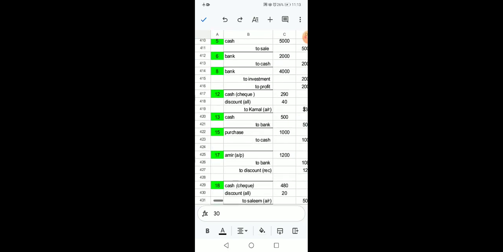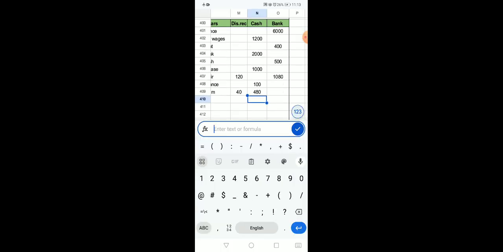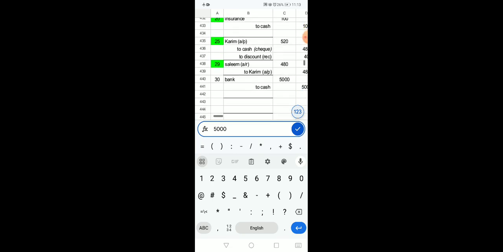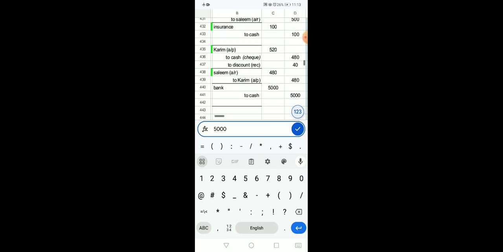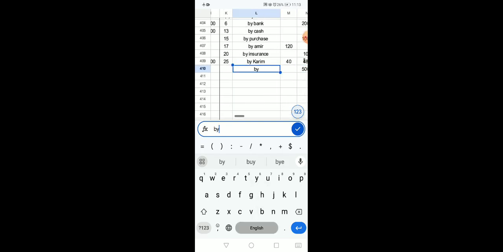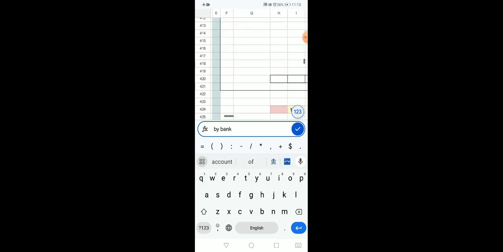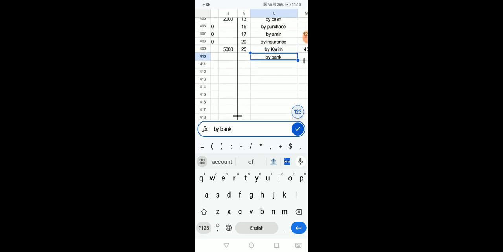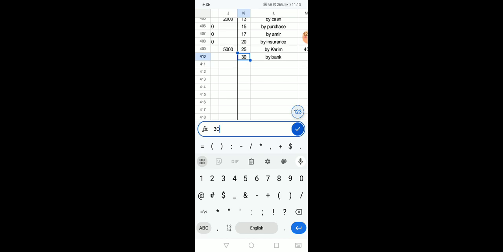Okay, the 30th entry was having two elements, bank and cash. Bank has been posted. Now cash, which is credited, go to the credit side of the cash and write down 5,000. Now see its reference. What is written on the opposite side of cash? Bank. So write down here bank with an additional word of by. Now see its date, which was 30. So post 30 in the date column.